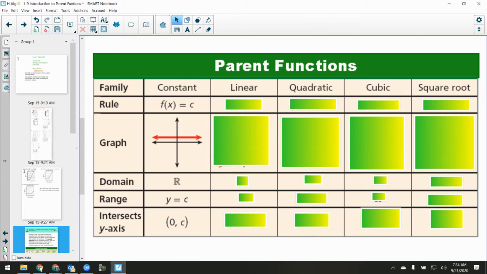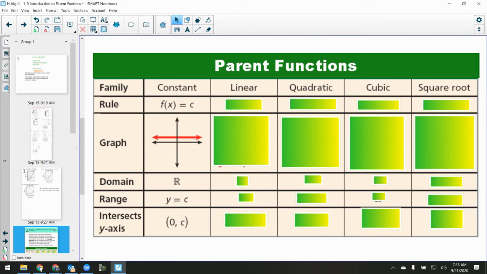First one is the constant family. This is the most basic family that you could possibly get. When I say the rule, you can consider this the parent function. This is really the parent function. f of x is equal to c, where c is just a constant. c is just a number, like f of x is equal to 7, or f of x is equal to 2. Just pick a number.